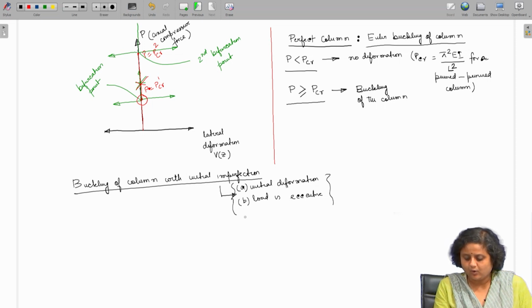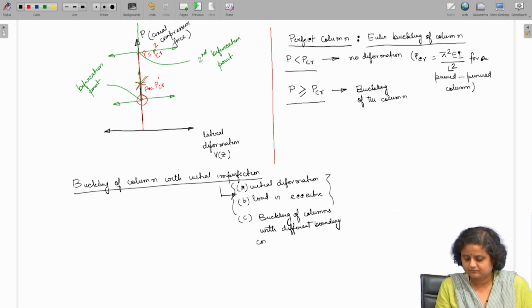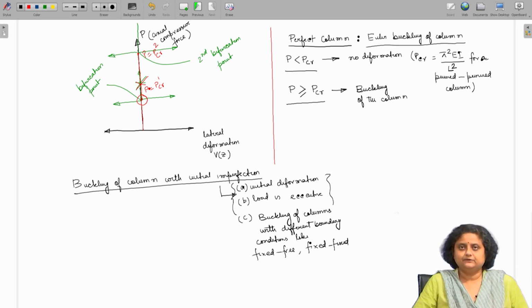Apart from this, we will also try to analyze buckling of columns with different boundary conditions, like fixed-free, fixed-fixed. So, this will be discussed in the next lecture.